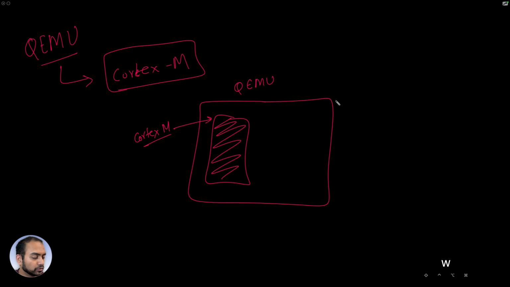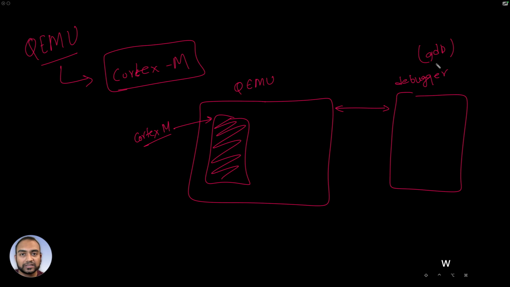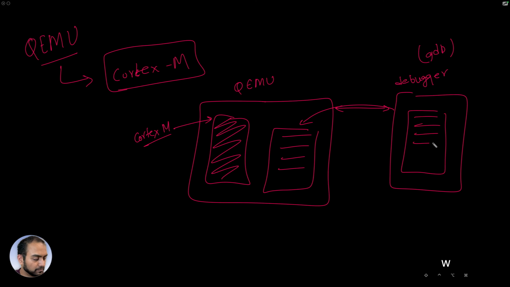And then we are going to attach to this a debugger, in this case, GDB. So we'll attach the GDB debugger to this and then peep inside the CPU and take a look at the registers, right? And recall from earlier videos, I mentioned that there is also something called a debug model.